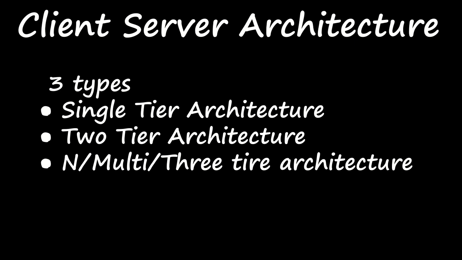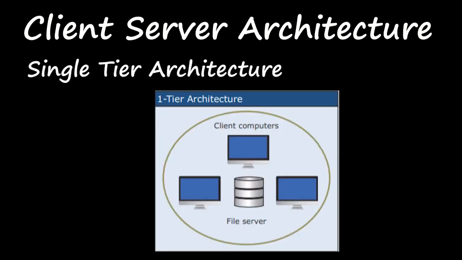First, let's see what single-tier architecture is. This architecture is used for the server accessed by the client. The client application runs inside the server machine itself, so it has only a single layer of interaction. Understood? Since it has only a single layer of interaction, this is known as single tier architecture.